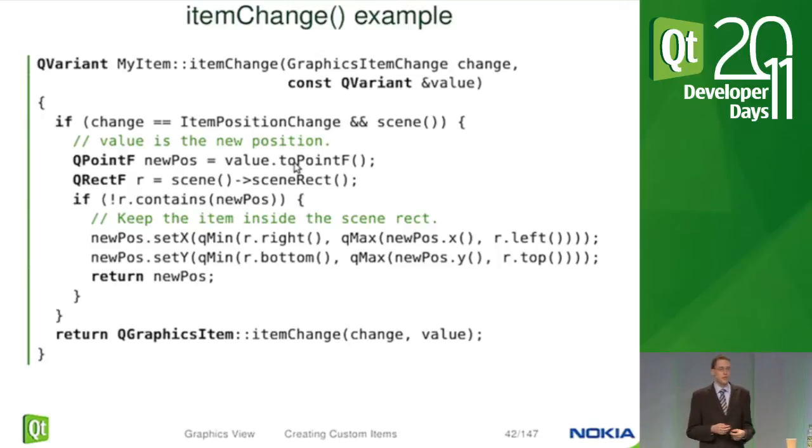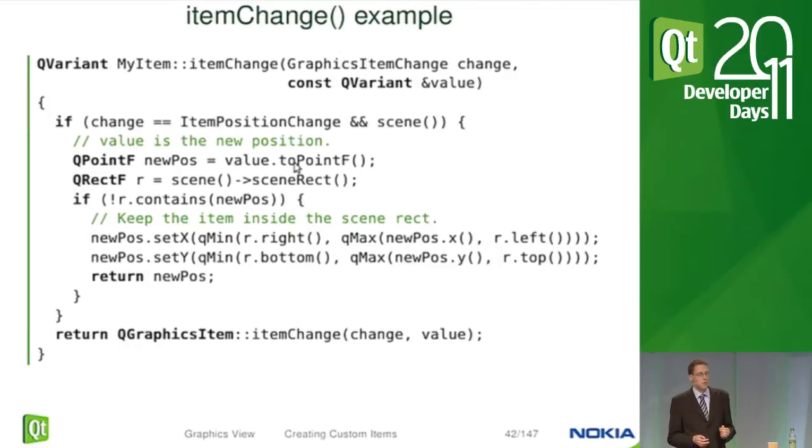Whenever the user tries to move the item, we get a call to item change with the change type value item position change. That is before the position actually changed. There's also item position has changed, which is after the fact. There we don't have the opportunity anymore to override it. But in position change, which we get before the actual change, we can still override that. The new position we get in the second argument in the QVariant. And yeah, we can check if that's within the allowed area. If it's not, we can restrict it.